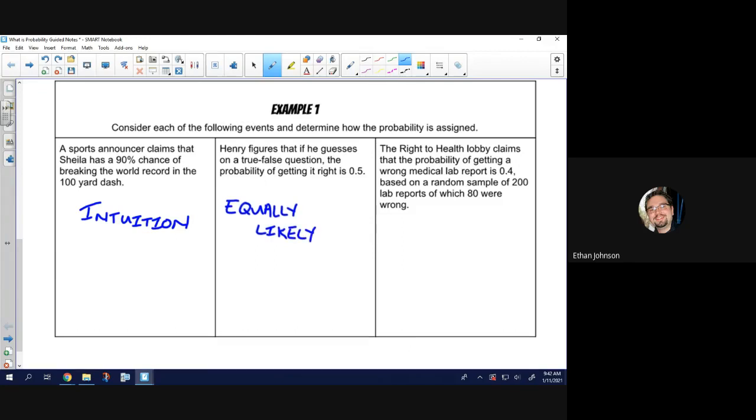And then the last one, the Right to Health lobby claims that the probability of getting a wrong medical lab report is 0.4, based on a random sample of 200 lab reports, of which 80 were wrong. Now, this whole entire bit, where it says based on a random sample of 200 lab reports, that right there tells me that they are running trials. Now, the only one that is dealing with running trials is our relative frequency.